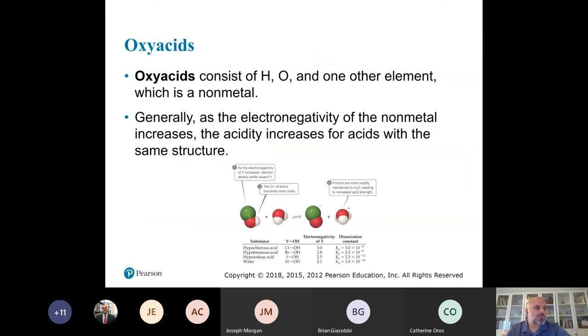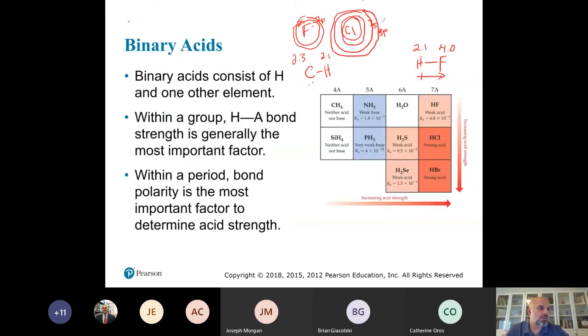Oh, sorry. Good question. The stronger the bond, the less acidic it is. The basicity has a few other properties that we'll have to talk about later. It's not exactly a bond strength thing. It has other reasons why something is more basic or less basic.